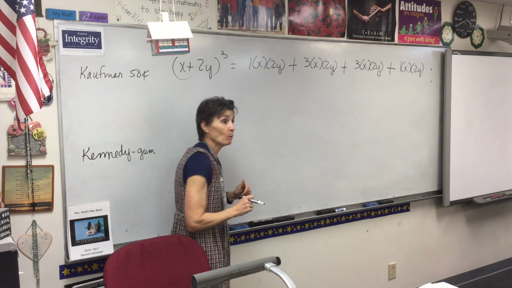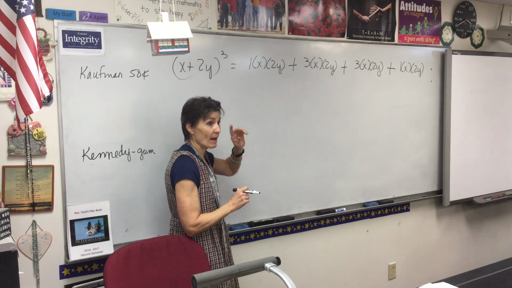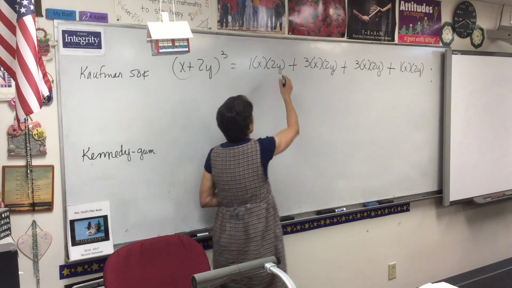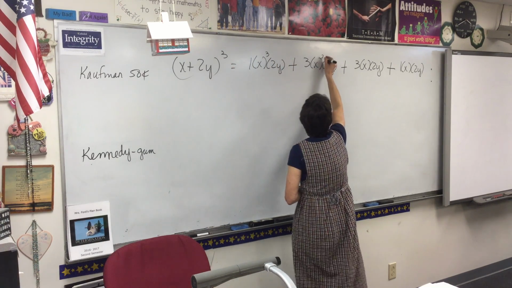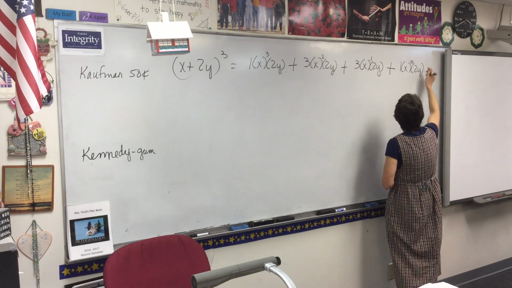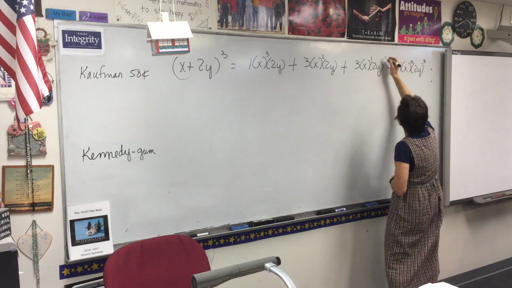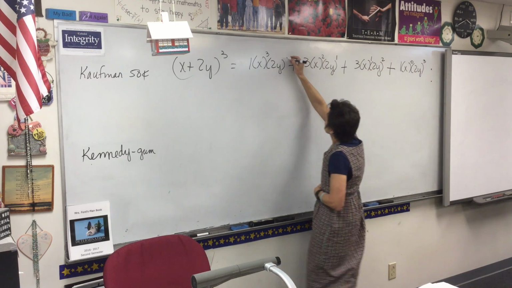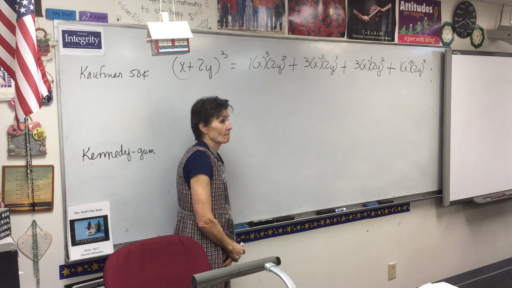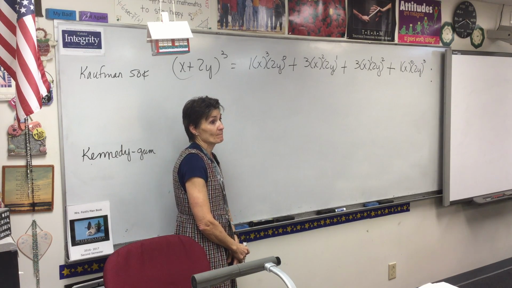Now we need to put our powers on. Remember how that works? 3, 2, 1, 0. So the x starts with a 3, and it counts down. And then the 2y starts with a 3 on this end and counts down. Everybody okay with that? And then we just simplify.